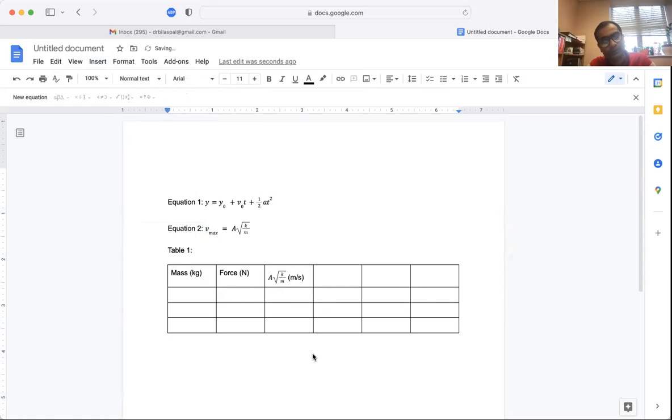You see that it's not too difficult to create a table in your Google Doc. All right, so that's it about how to write or what to include in your scientific lab report. Let me know if you have any questions.